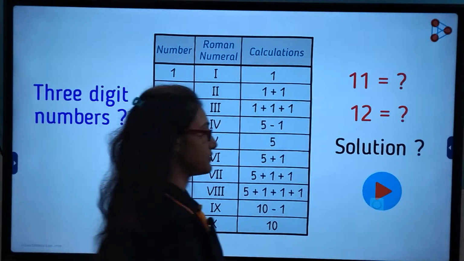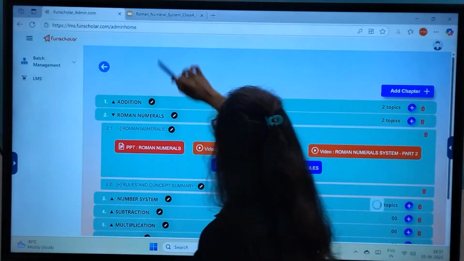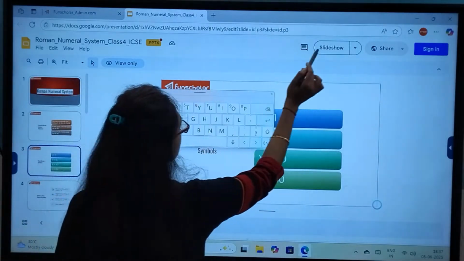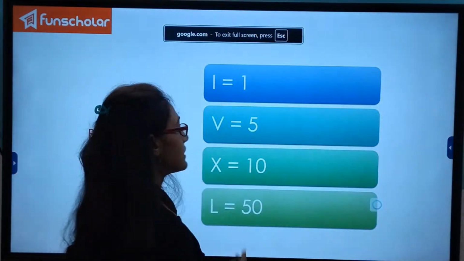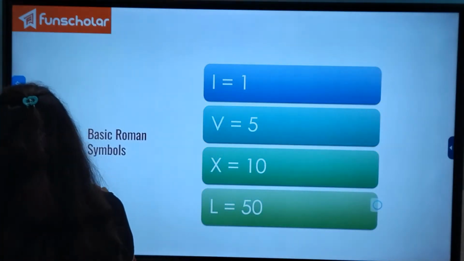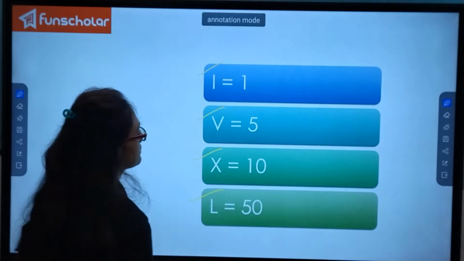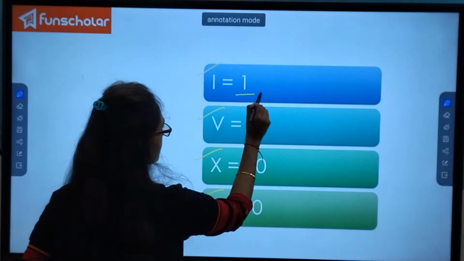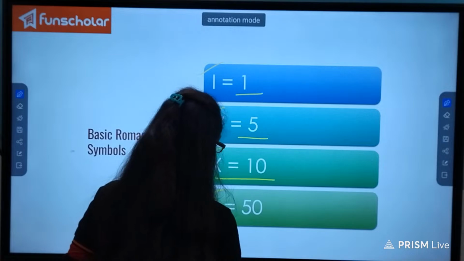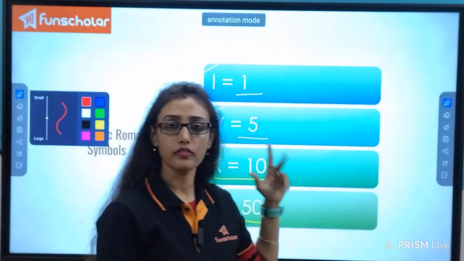Okay. So that was a wonderful video I have just presented in front of you. Now let me explain the video to you. What are the four numbers you need in your class? You have to know just I, V, X and L. I represents 1, V represents 5, X represents 10 and L represents 50. So please learn this along with me.